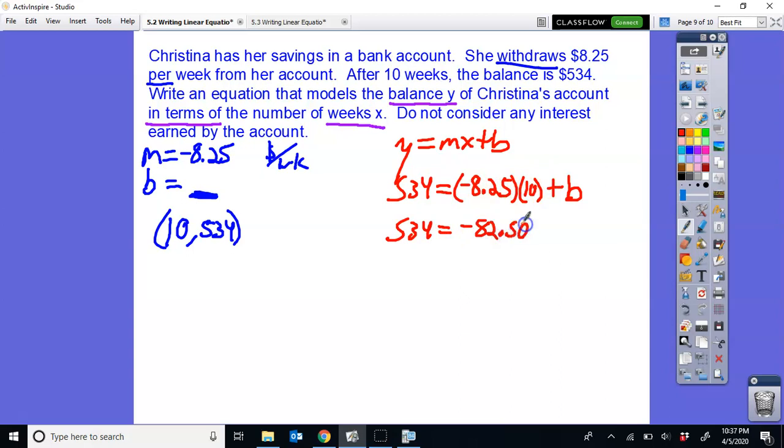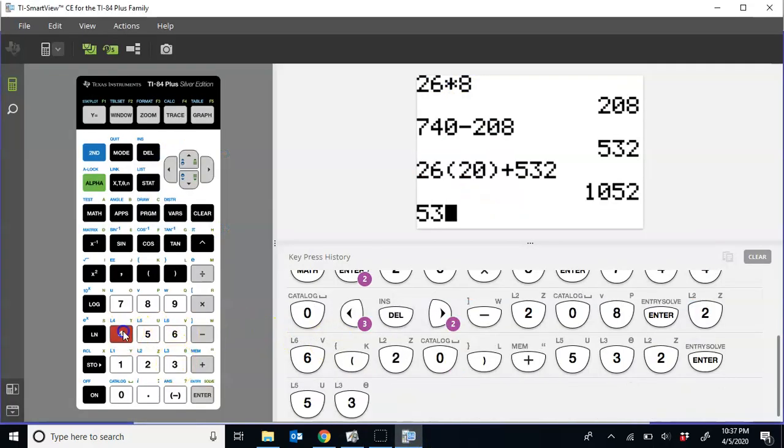If you think about it mathematically, and you think about real world, 10 weeks of withdrawing $8.25 would be $82.50 that you have taken away from your bank account. But here's where you got to be careful, because 10 weeks is 534. If I've taken that away, to find my beginning amount, I'm going to add 82.50 back to this, because I've taken that money out. I've withdrawn that money. So my beginning amount should actually be a bigger number than what I have at 10 weeks.